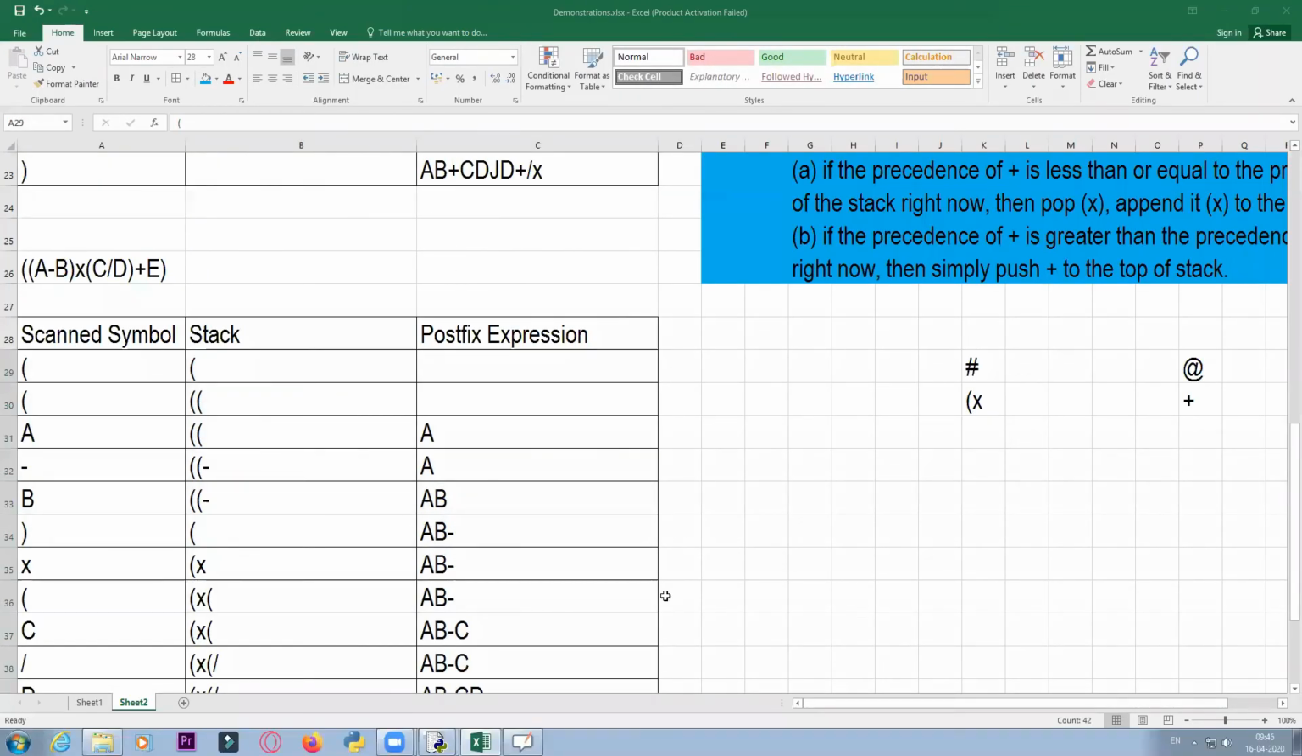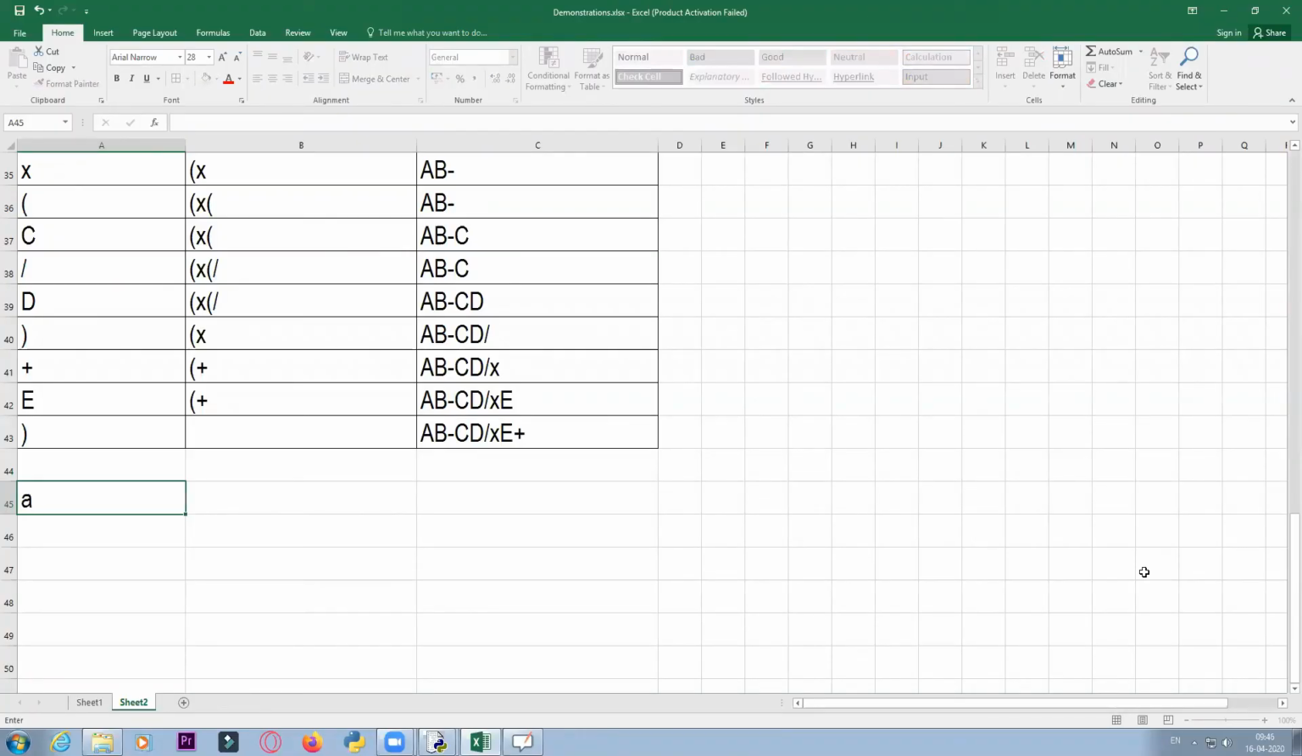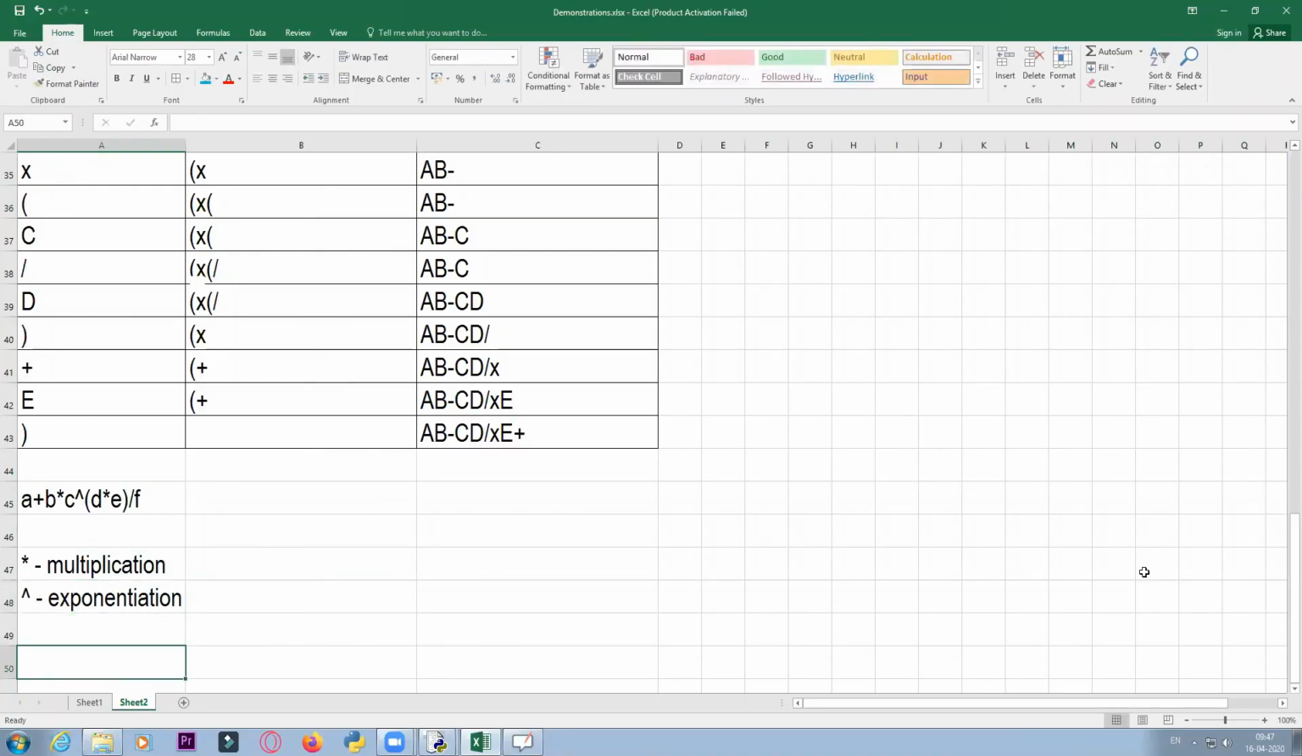I'm giving you another question. So now my expression is this, and you have to convert this infix expression into postfix expression. This represents multiplication and this caret symbol represents exponentiation. Yes, please do this and share your answers.